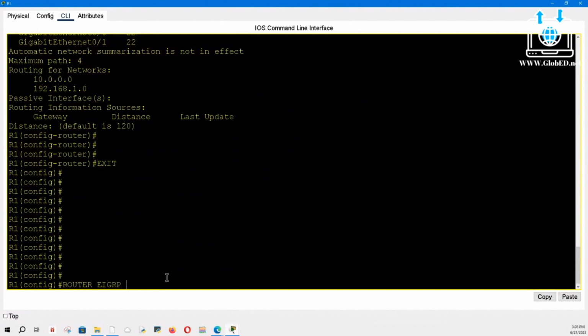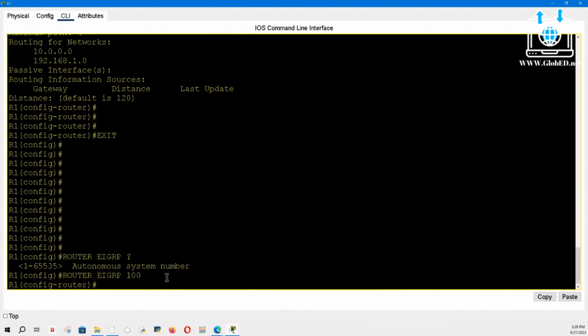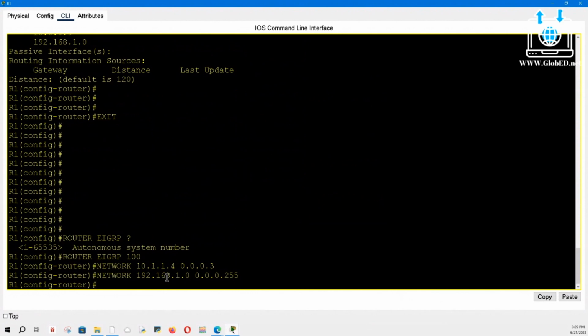Router EIGRP. Well, we're going to use 100, but there it is right there. You can use from 1 to 65,535, so only 100. Now, the way you're going to do it, I guess I'll make it real world, whatever real world means. Network, and then we have 10.1.1.4 using the wildcard mask 0.0.0.3. And then we have the network 192.168.1.0 with the wildcard mask 0.0.0.255.